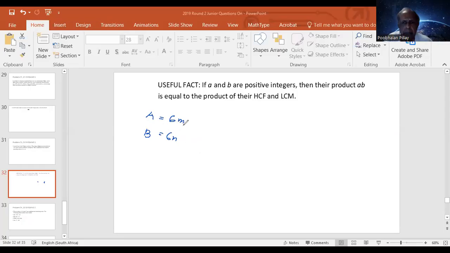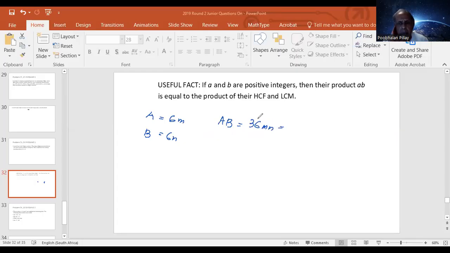So A is 6 times something and B is 6 times something, right? Because it's the highest common factor. And M and N don't have any common factors because 6 is the highest. If M and N had any common factors, that would have been absorbed into the 6. So M and N don't have any common factors apart from 1. Okay, so A is going to be this, and B looks like that. And we know that the product of A and B, we just said that, is 36 MN.